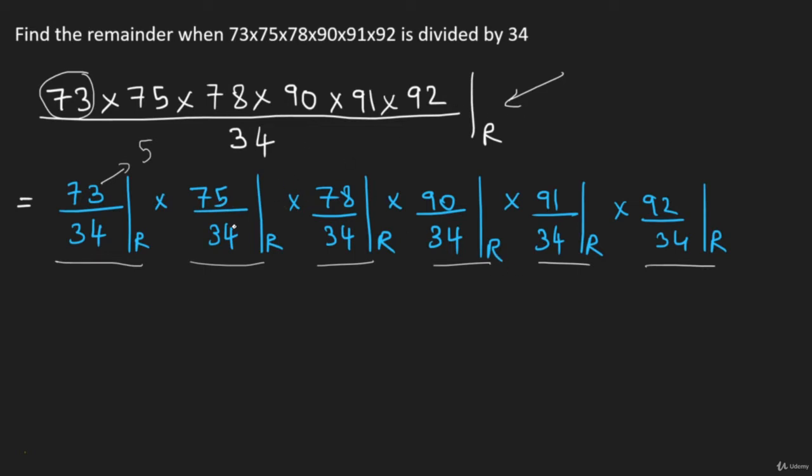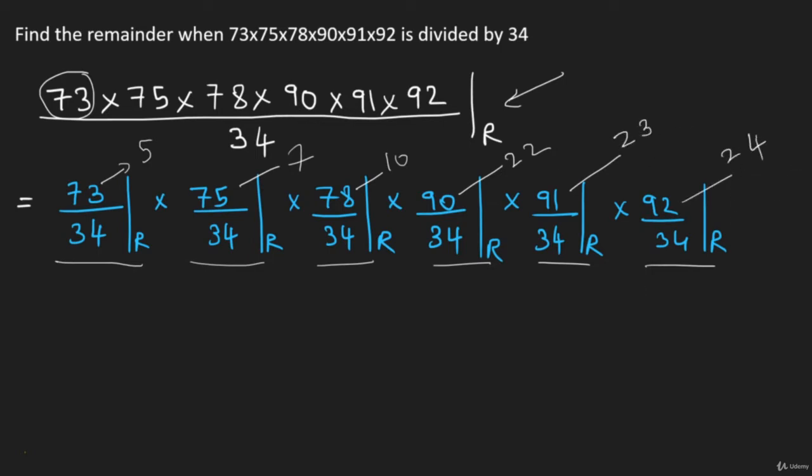Similarly, 75 by 34 will give you a remainder of 7. 78 by 34 will give you a remainder of 10, right? Again, 34 into 2 is 68. 68 plus 10 gives you 78. So your remainder over here will be 10. And if you do 90 by 34, your remainder will be 22, right? 68 plus 22 is 90, right? Similarly, over here it will be 23, and over here it will be 24.